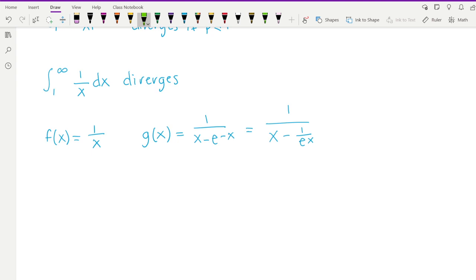Like plug in x is equal to 1, x is equal to 2, x is equal to 3, and just see which one is bigger. Is this bigger or is this bigger? And what you should see is that this function ends up being bigger. So how can I tell that without plugging in numbers?